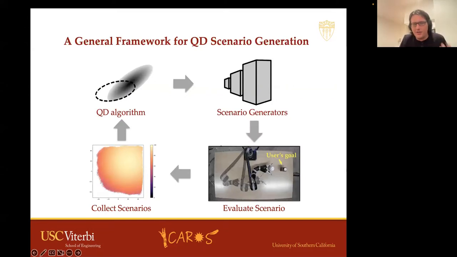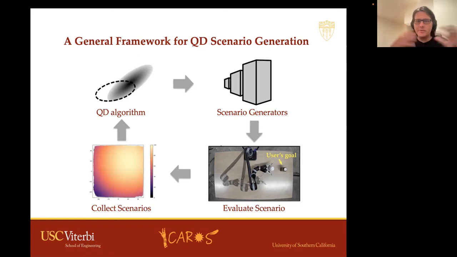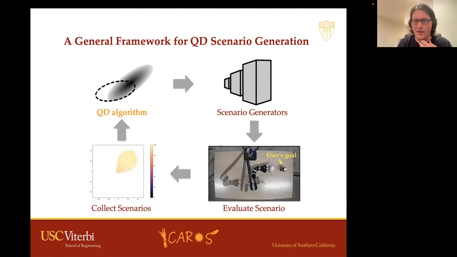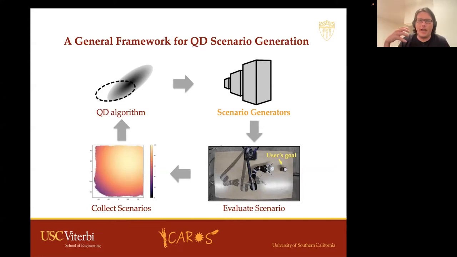Okay, so now we know a little bit about QD algorithms, but then the question is, can we use this for scenario generation? What I want to talk about next is how do we improve the actual generation of scenarios? Because I want to have this loop where I use a QD algorithm to sample scenario parameters, generate a complex scenario, evaluate that scenario, and then collect all different kinds of scenarios that cover the space, wrapping it all in QD.